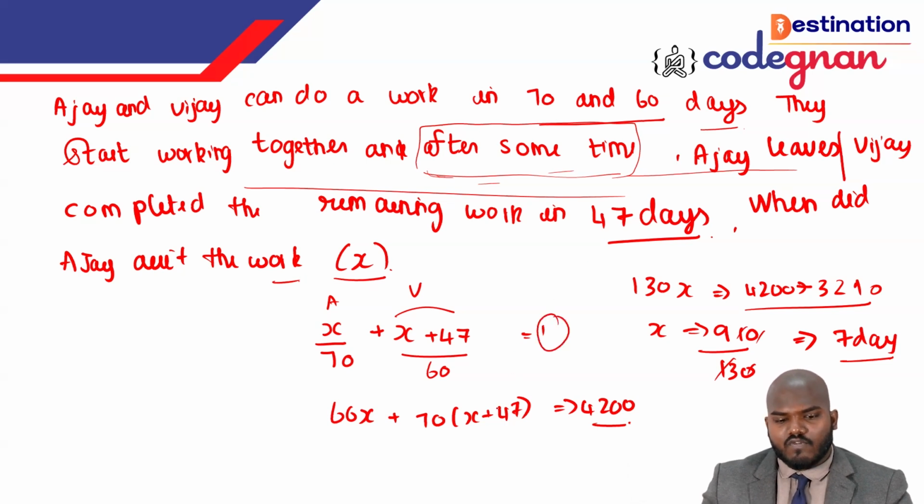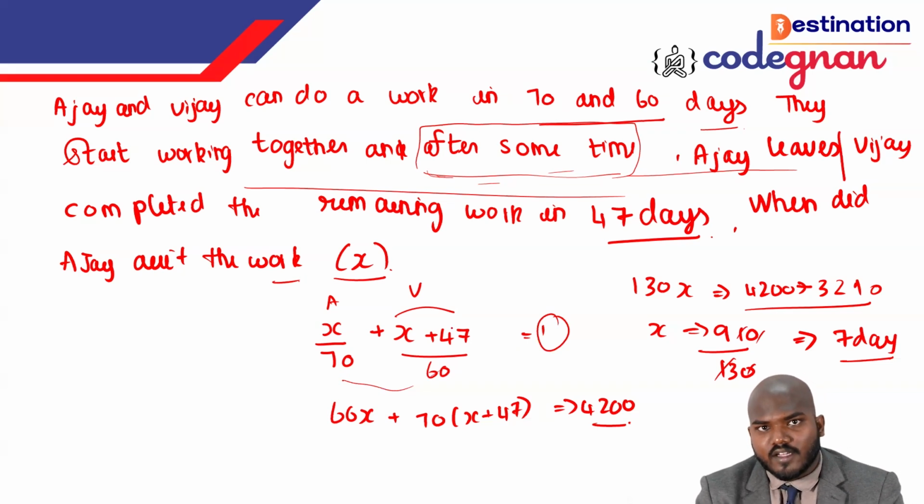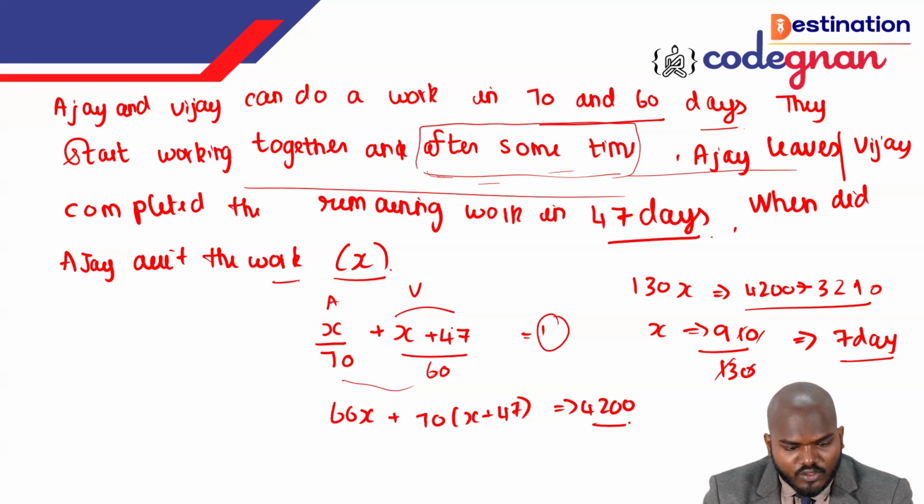If I place this, I can get the cross multiplication by LCM. If you take the LCM of these, they are both different numbers, so we can directly call it 4200 and do the multiplications here. That will lead you to the answer: 7 days. This is how you need to arrive at this answer. I hope you're clear with this question, guys. Please kindly take note of this. We'll move to the next portion.